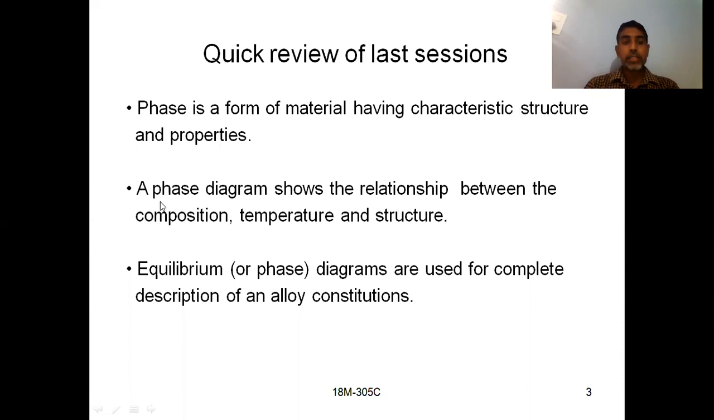And later we discussed what is a phase diagram. A phase diagram shows the relation between composition, temperature and structure. You have to remember these three terms: composition, temperature and structure. So the relation between composition, temperature and structure is given by a phase diagram. And what is the other name for phase diagram? That is nothing but equilibrium diagram. So we can say phase diagram or equilibrium diagram.